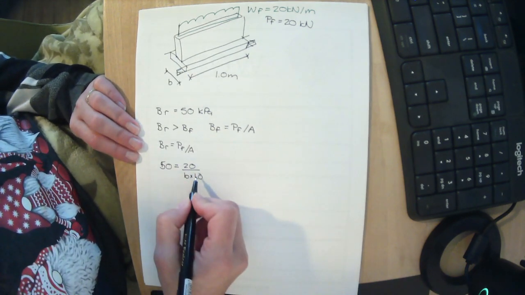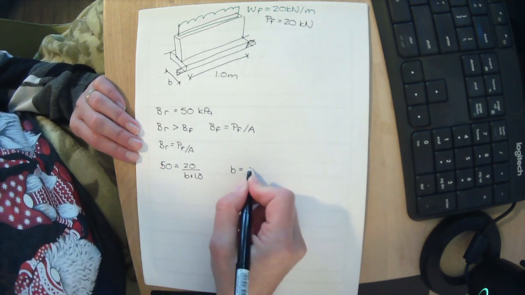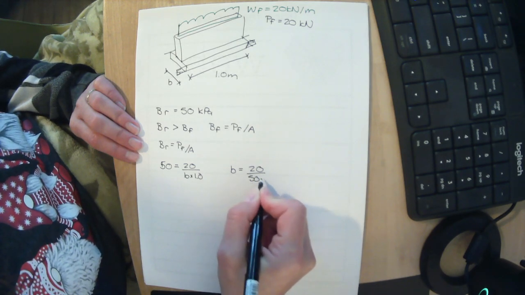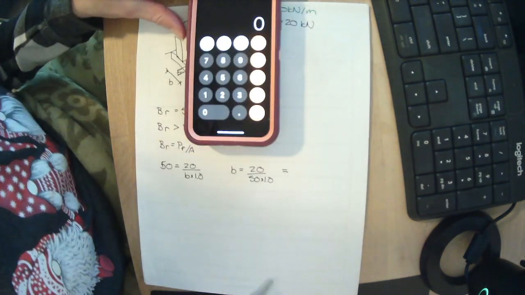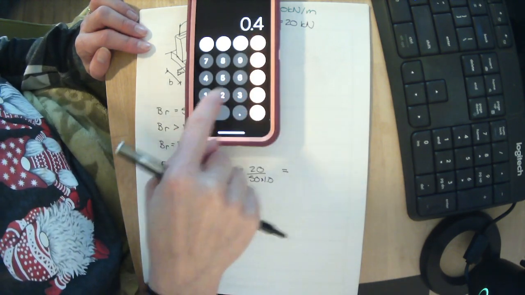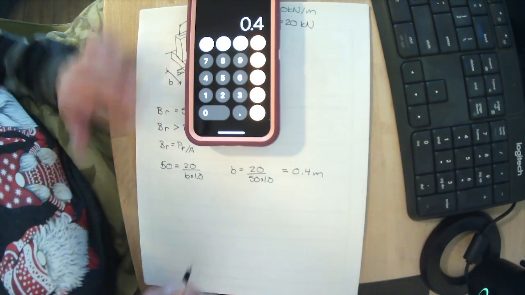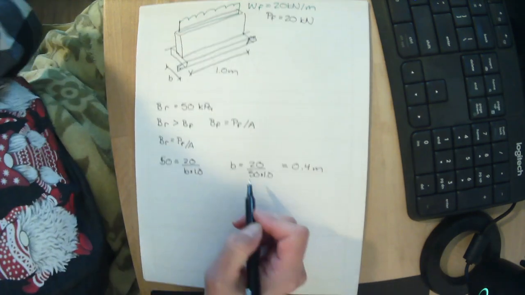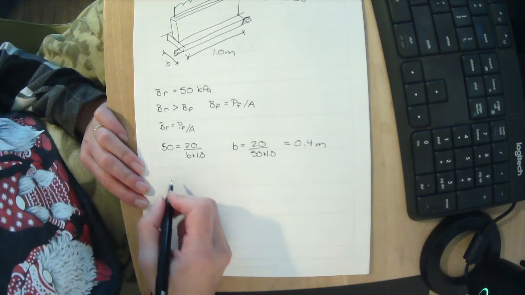We can rearrange this and bring this up here and this down here. We're saying B equals 20 divided by 50 times 1, or B equals 20 divided by 50 and divided by 1, or 0.4 meters. That's already a nice even increment. So I would say I need a wall that is 400 millimeters wide.